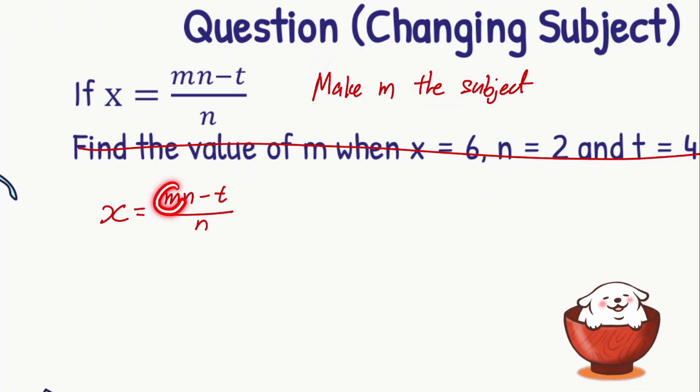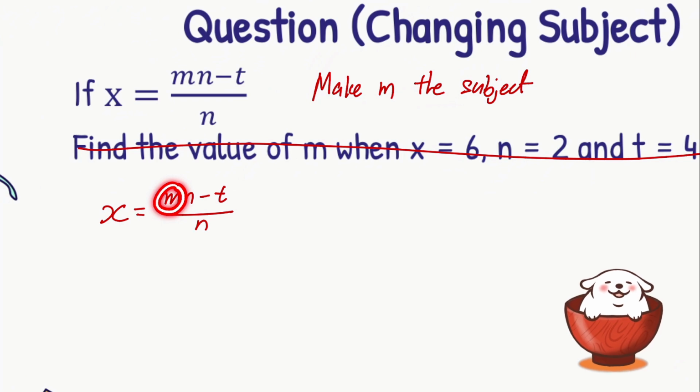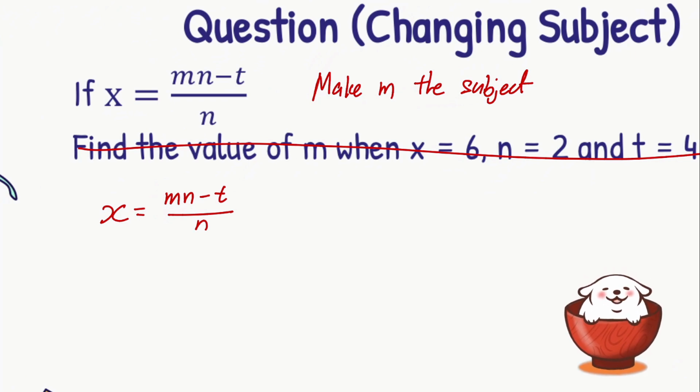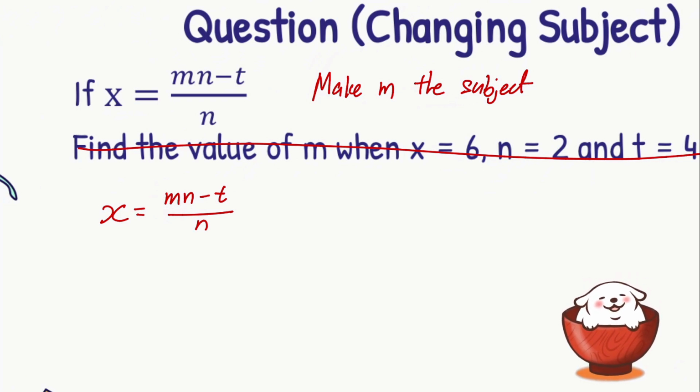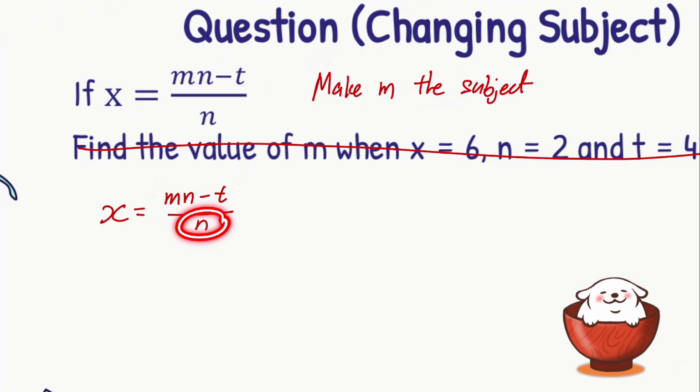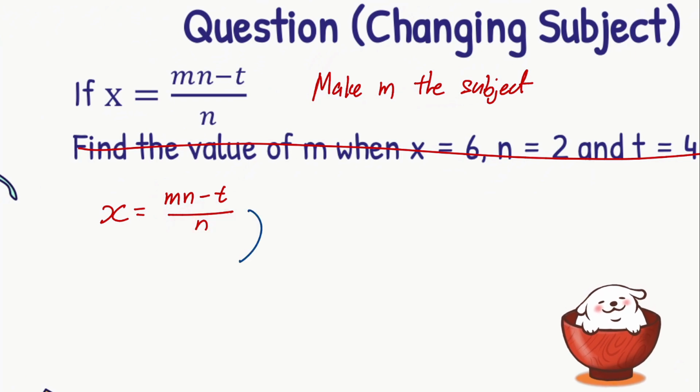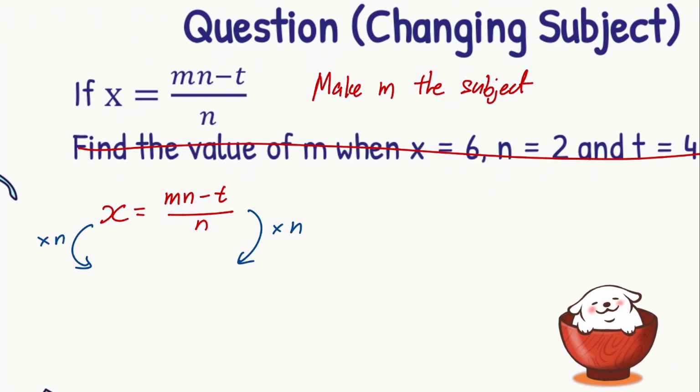Now, our m is trapped over here in the numerator of the fraction. Alright? You want to make m the subject. So, we can do exactly what we have been doing just now. Alright? However, there is no numbers. So instead of multiplying by numbers and dividing by numbers, we just multiply and divide by the variables itself. So first step, we want to get rid of the denominator. So what we're going to do is we're going to multiply n to both sides of the equation.